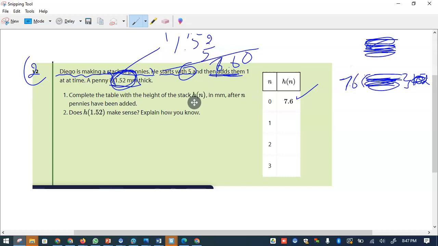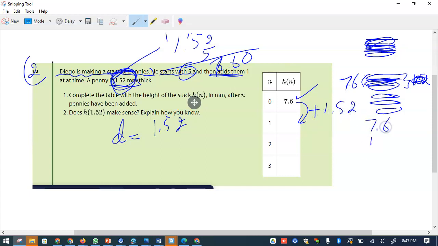And after that, you go on adding 1, 2, and so on, right? When you add 1 to it, this d is the common difference, which is the rate of change, 1.52. So you're just adding 1.52. So 7.6 plus 1.52, you get 9.12. Likewise, I want you to really do it yourself instead of me showing. My goal is for you to understand. Complete the table. This is what you're going to complete.